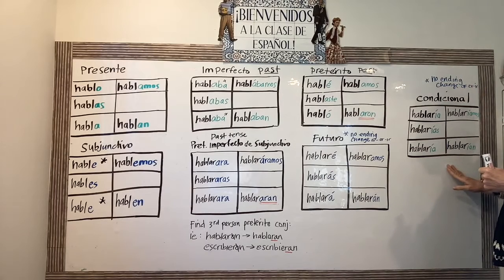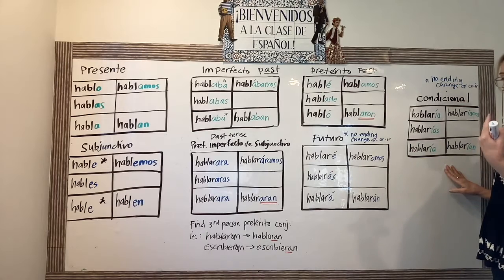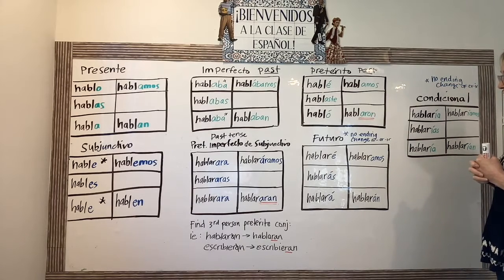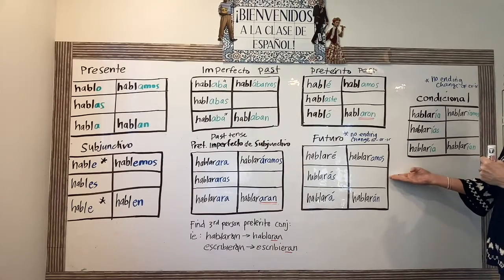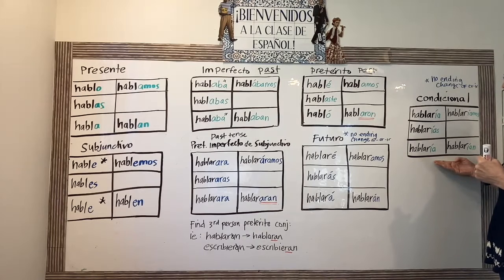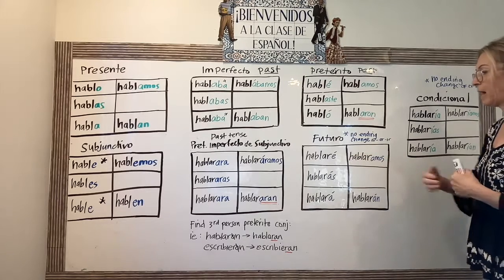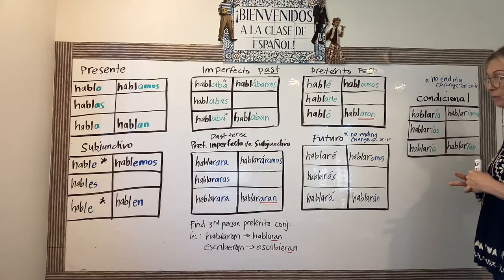This is the conditional tense. Hopefully you can see this well enough. Interesting thing about the conditional tense, and we're going to talk about why that is used. Again, no ending change, AR, ER, and IR. Let's look at the difference between the future and the conditional. The future is going to mean I will, right? Hablaré, I will speak. Hablaré con ella mañana. I will speak with her tomorrow.